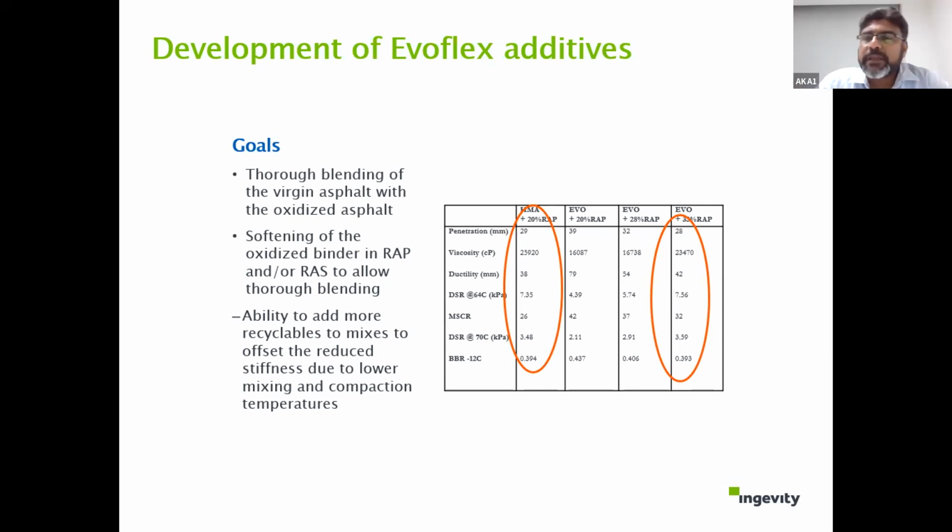Typically they have a clause where they use RAP, a limitation on how much RAP can be used. But to fully utilize that, you need to know whether you could get those properties if you use the maximum amount of RAP, and if you couldn't get it, what can be done? To put it in an easier perspective, if you don't get the bearing capacity of a soil, we add an additive. As simple as that. That's how their design works.